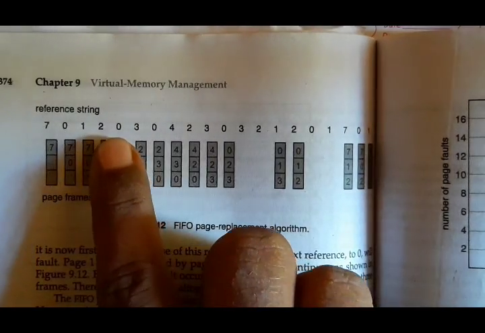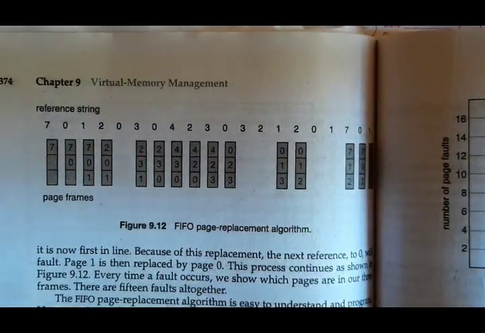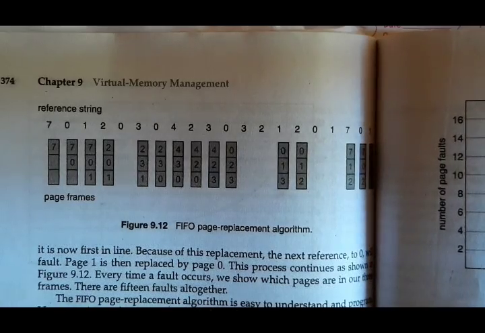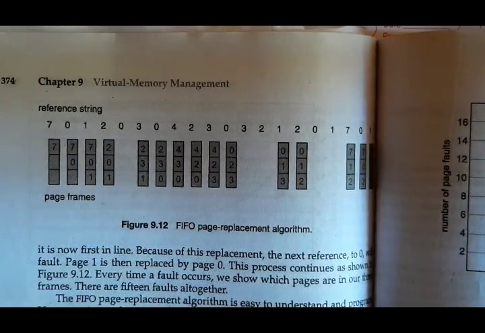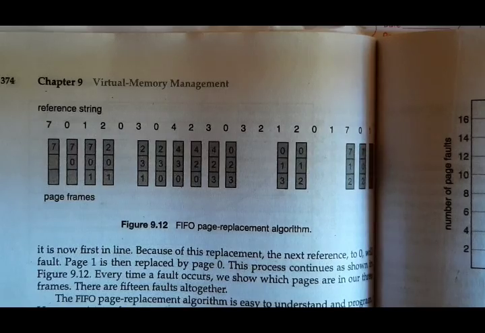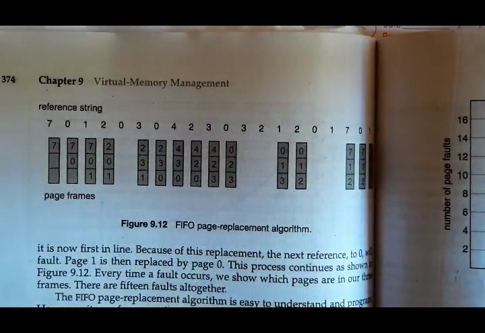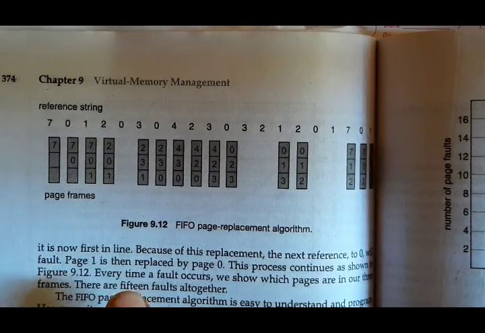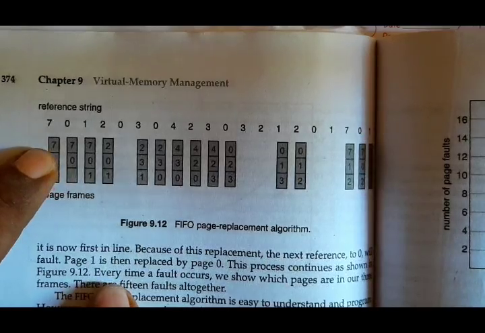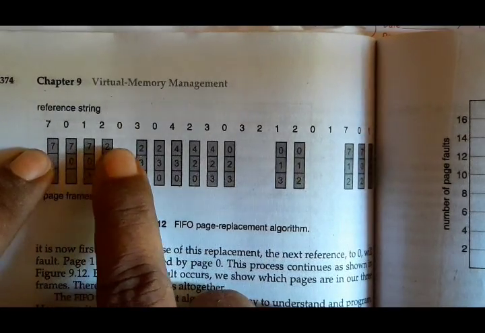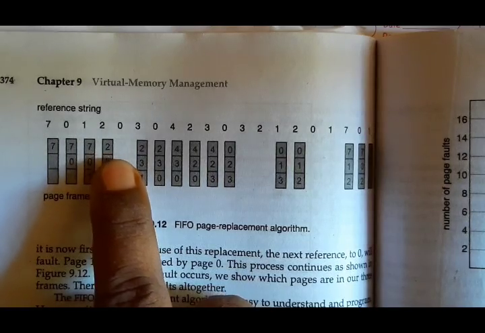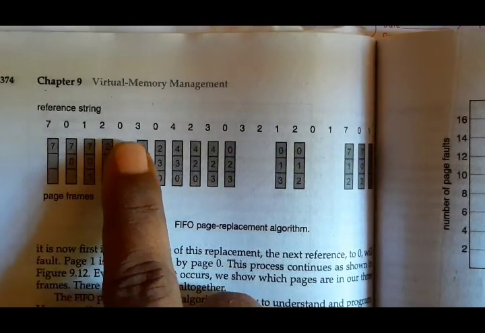Next, the CPU demands page 2. Which one do you have to replace? There is no space at all to allocate page 2. In the FIFO concept, the page that came first has to be replaced. Here 7 came first, so in place of 7 you replace 2. Clear? Next page is 0.